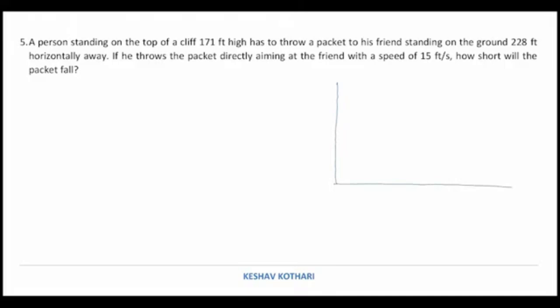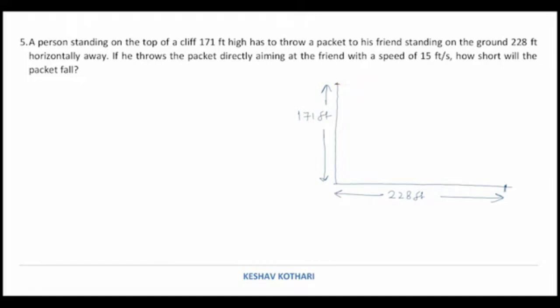So I am marking one person over here who is standing on top of the cliff, which is 171 feet height, and the friend is standing at a distance of 228 feet distance somewhere over here on the ground. Now the particle is projected with a speed of 15 feet per second.